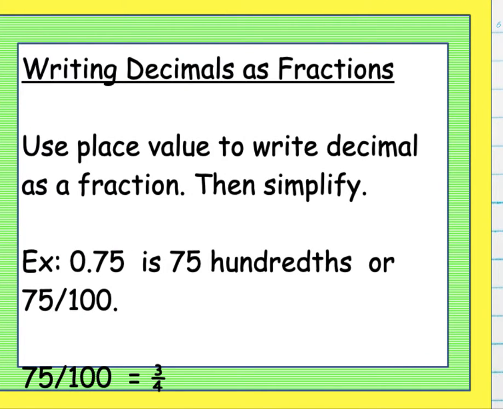In order to go from a decimal to a fraction, you use place value to write the decimal and then simplify. For example, 0.75 is 75 hundredths or 75 over 100, and we can simplify that to 3/4. Again, feel free to pause the video while you get this written down in your notebooks.